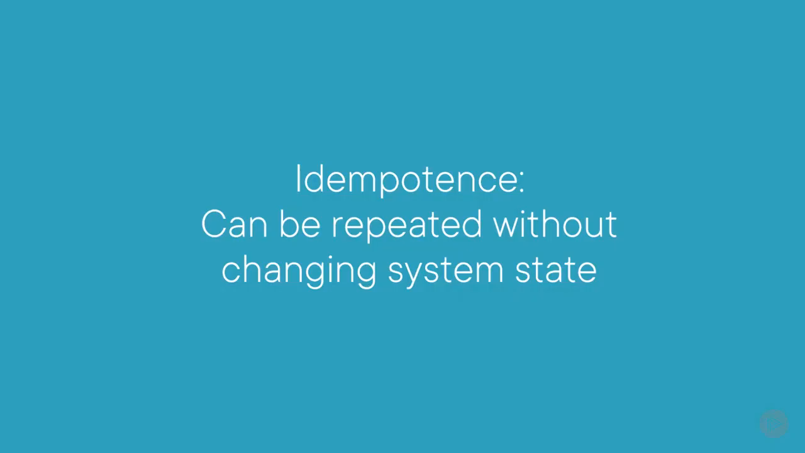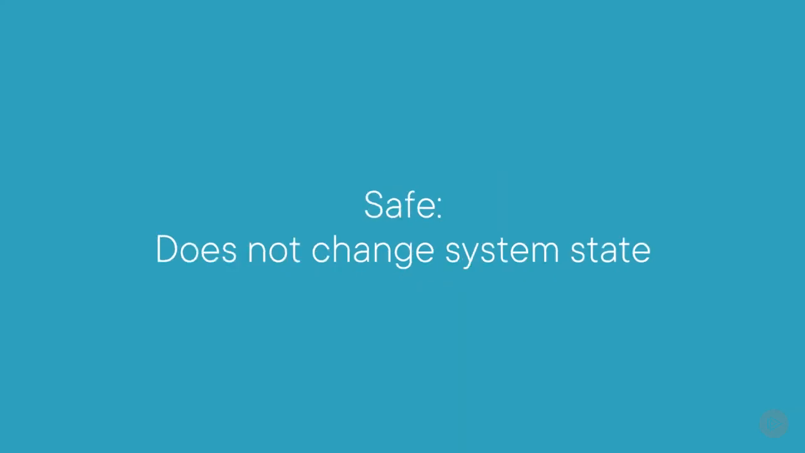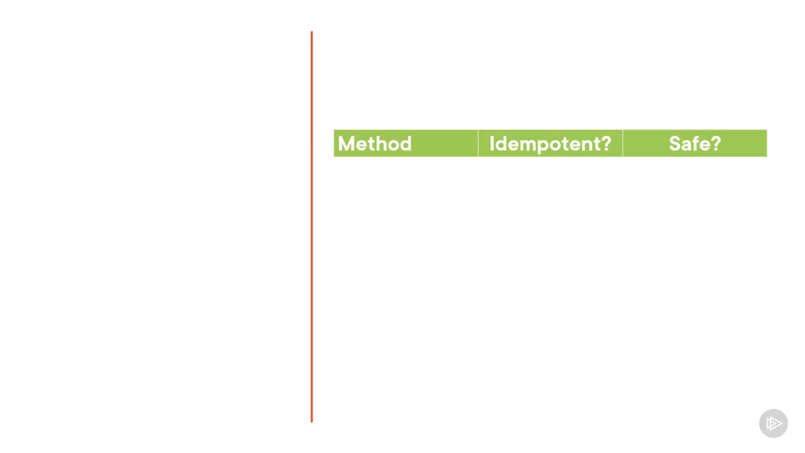Remember, idempotent means that the operation can be repeated without changing system state, while safe means that it does not change system state. Okay, so to wrap up, idempotence means it can be repeated without changing the state of the underlying system, and safe means it's not changing the state of the system.